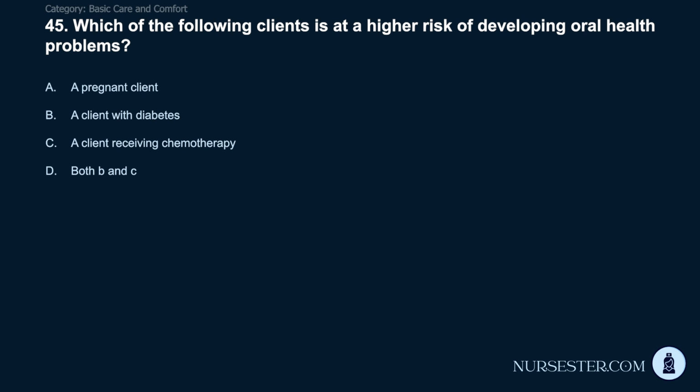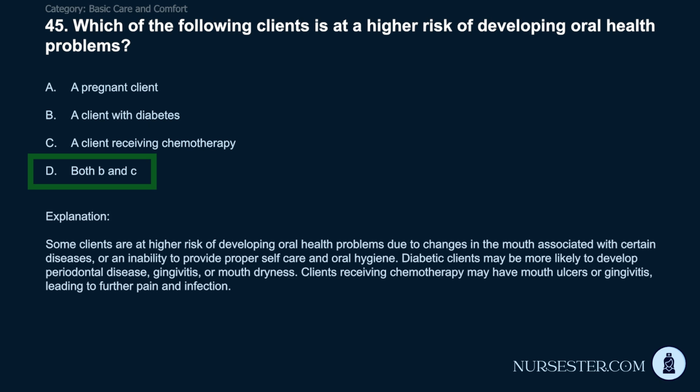B. A client with diabetes. C. A client receiving chemotherapy. D. Both B and C. Correct answer, D. Both B and C. Some clients are at higher risk of developing oral health problems due to changes in the mouth associated with certain diseases, or an inability to provide proper self-care and oral hygiene. Diabetic clients may be more likely to develop periodontal disease, gingivitis, or mouth dryness. Clients receiving chemotherapy may have mouth ulcers or gingivitis, leading to further pain and infection.